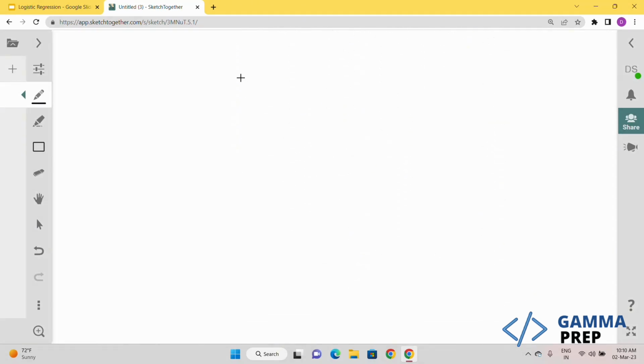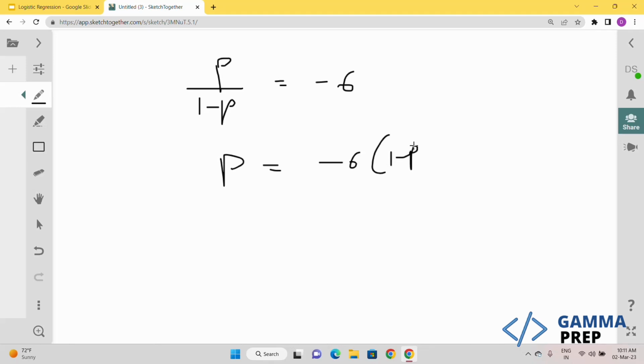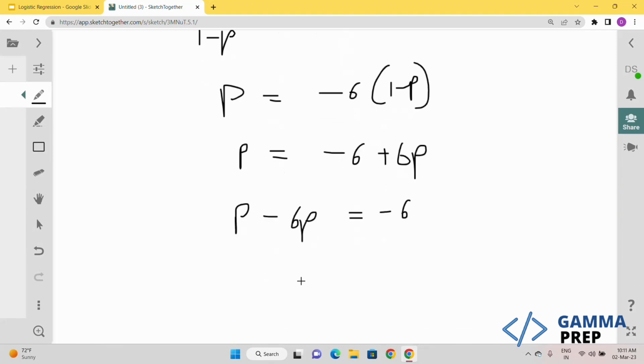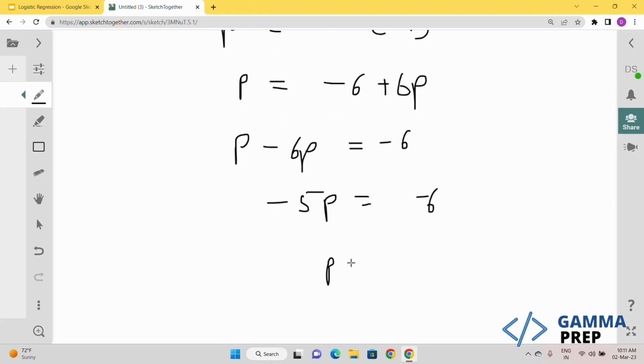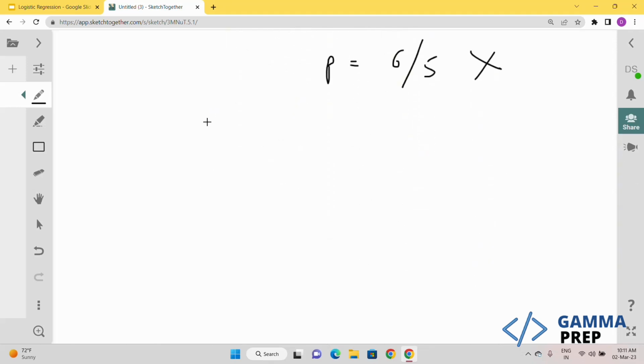Let's see another example like this. Minus 6 plus 6P, then we'll have P minus 6P is minus 6. So minus 5P is minus 6, P is 6 by 5. So again, our probability is turning out to be greater than 1. So this is not the right probability. So that means P by 1 minus P will work when W0 plus W1X is positive, but when it is negative, it's not going to work.